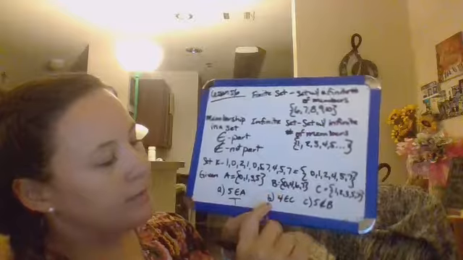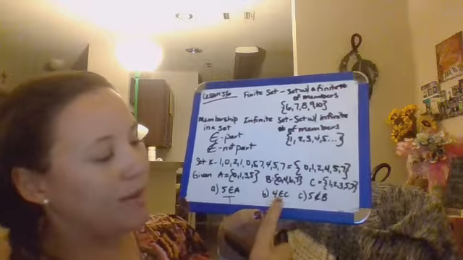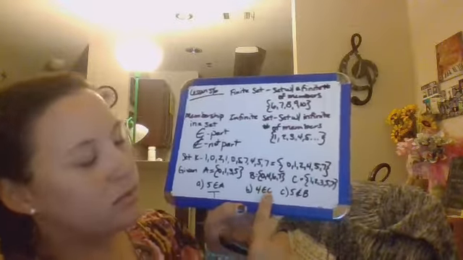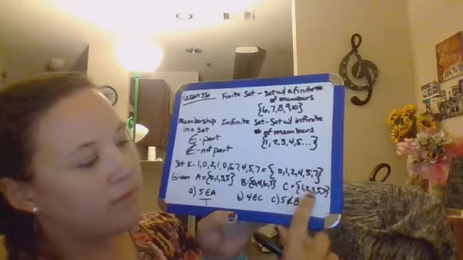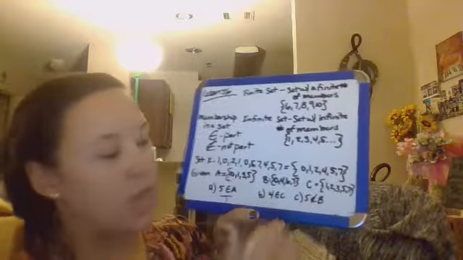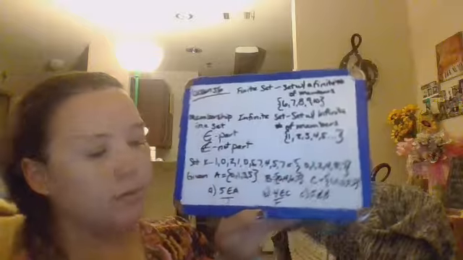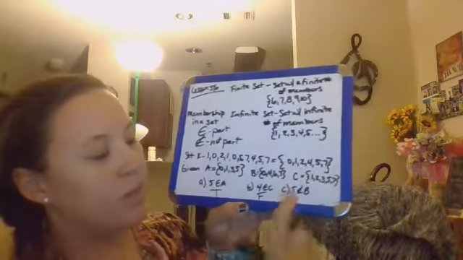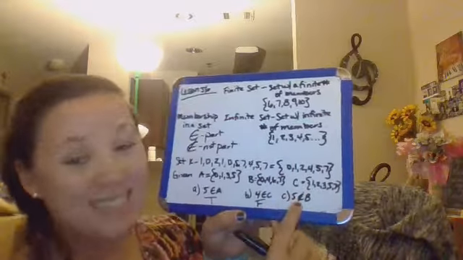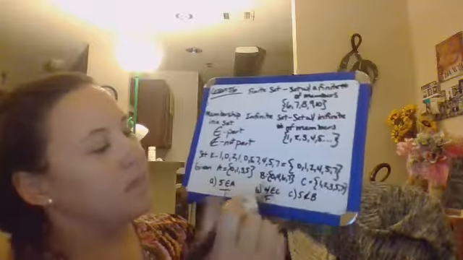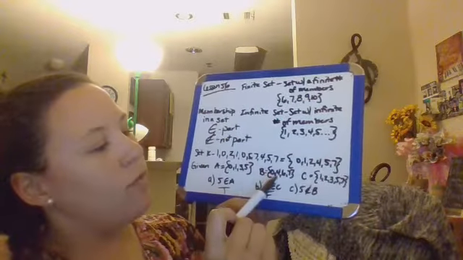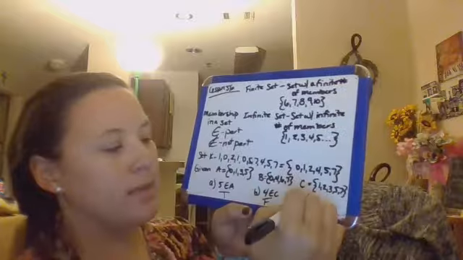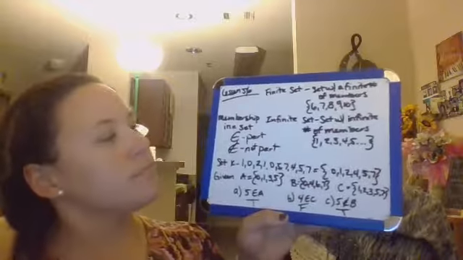B wants to know if 4 is a part of set C. We look, we have 1, 2, 3, 5, 7. No, it's not, so this statement is false. And our last one says 5 is not a part of set B. Set B is 0, 4, 6, 7, so that statement is true.